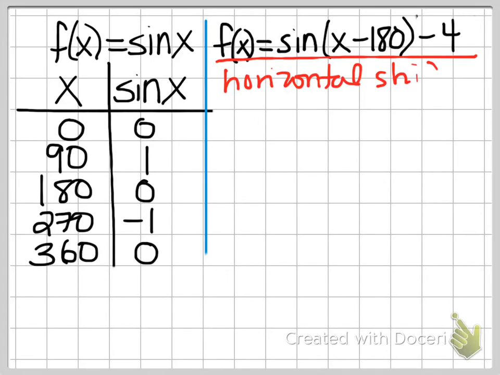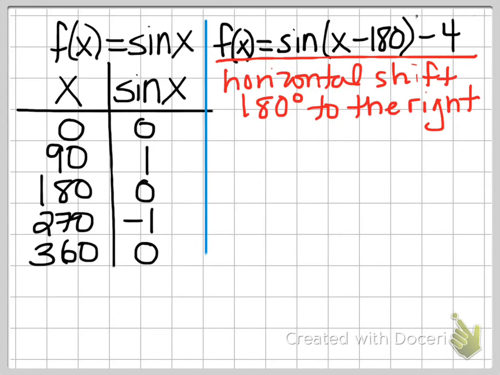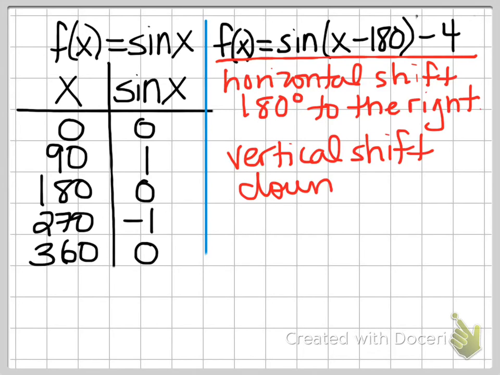that means that there is a horizontal shift. We also call that the phase shift. It is 180 degrees to the right. Remember that it's always the opposite sign. There's also a vertical shift down by 4. So we're going to take these translations, and we're going to change these key points on our original graph and turn them into something a little bit different. So let's go to a new slide.